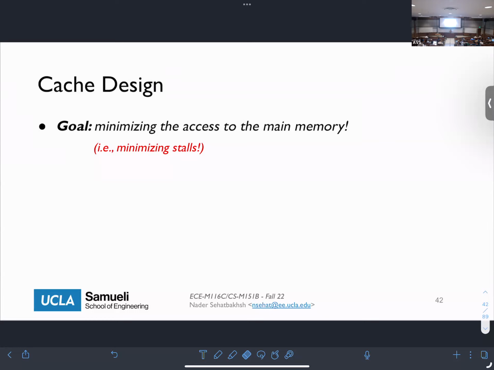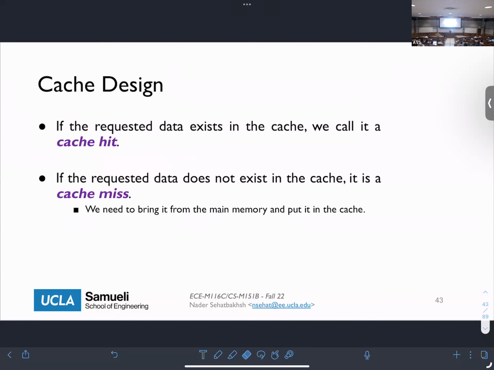So that's the goal. We want to minimize the stalls. Again, the goal of designing our cache system or memory hierarchy system is the same as what we did for processors, and that is to improve and maximize our performance, right? So there are two things that we use very frequently. There is a cache hit and a cache miss. For each layer, when we go and grab the data and the data is there, we call it a cache hit. If the data is not there, we call it a cache miss.